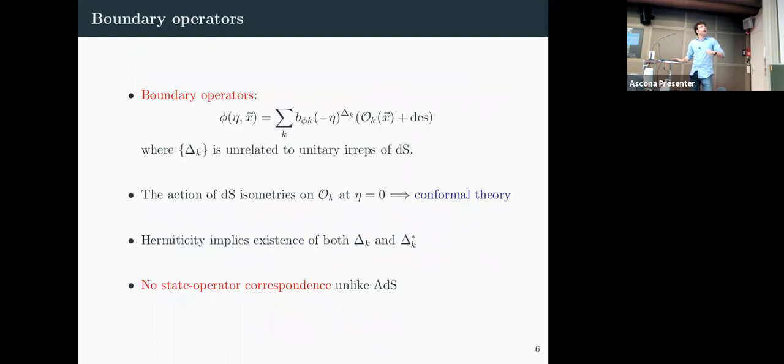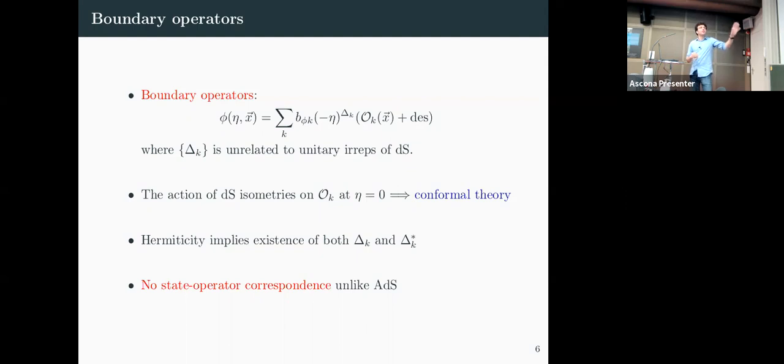So now I go to a brief introduction with boundary operators. You can take these bulk operators phi, take them to eta equal to 0, the late time boundary, and expand them in small eta, and they're going to be these operators with dimension delta k, which are unrelated to the delta I showed. They can be generic complex dimension.